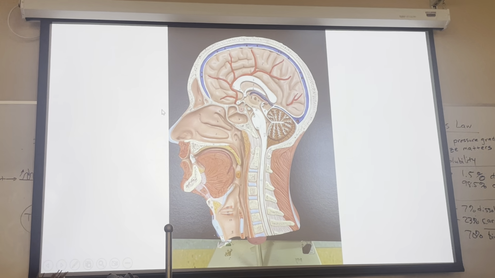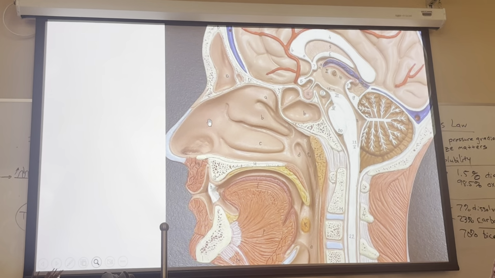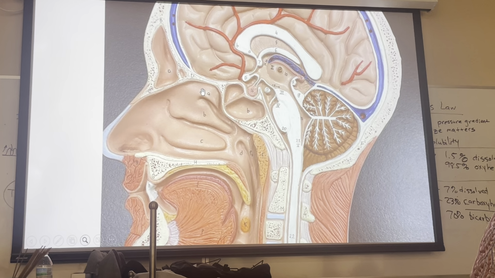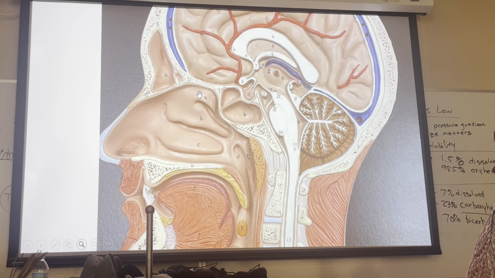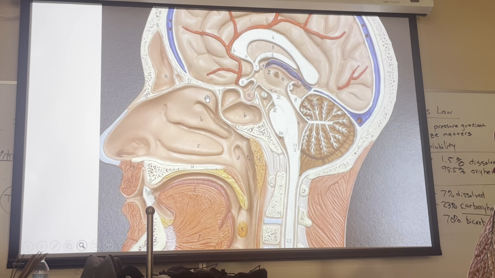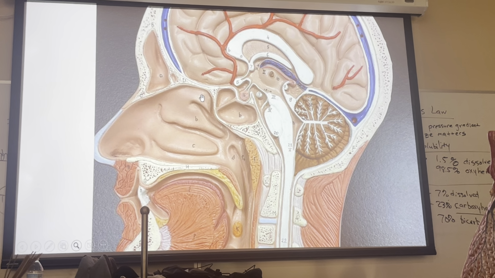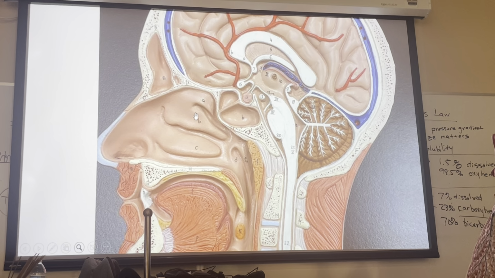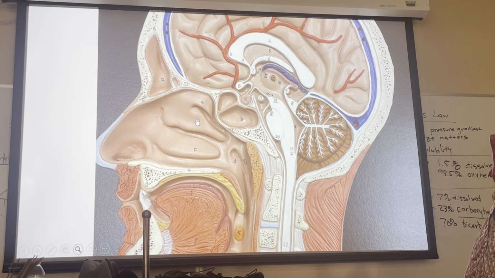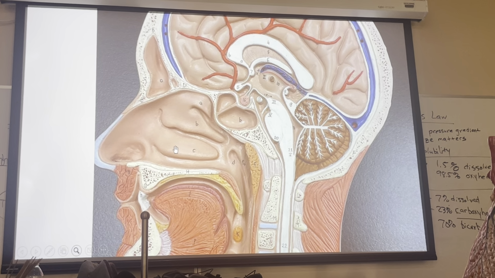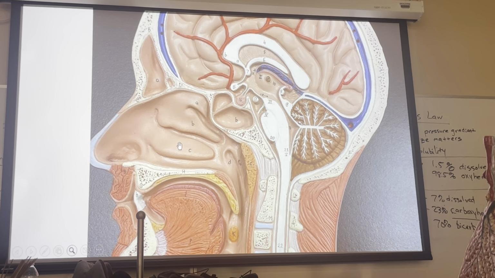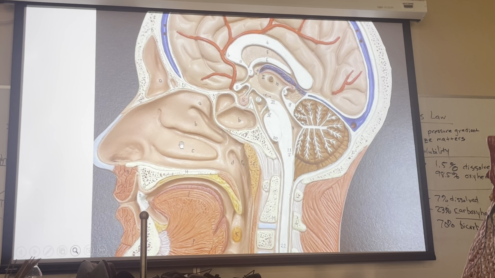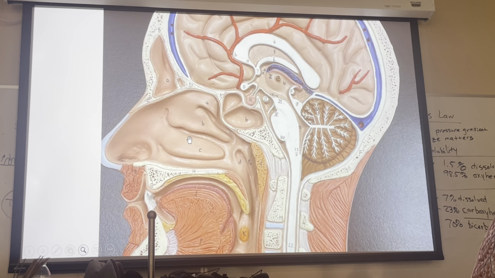Let's take a look on the model. I'm going to magnify it a little bit here. There is the superior nasal concha, right through here. It's not as large as the other concha. Below, you have the middle nasal concha, followed by the inferior nasal concha. Superior, middle, inferior nasal concha.